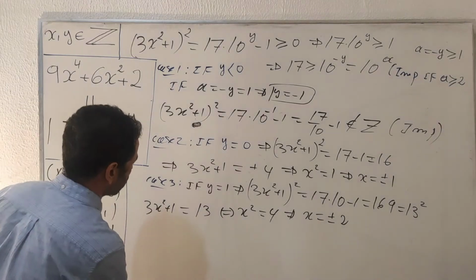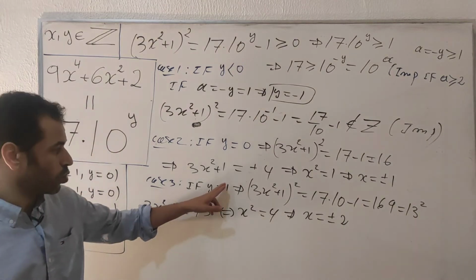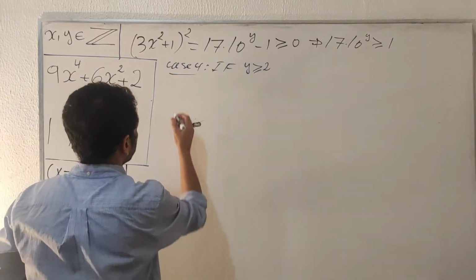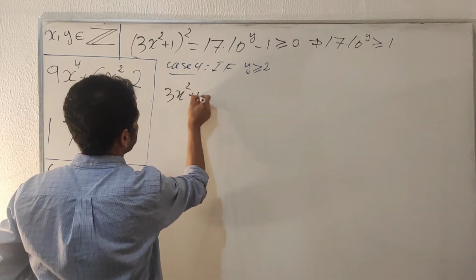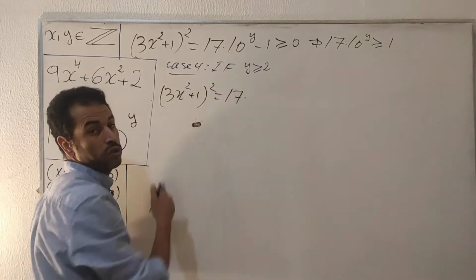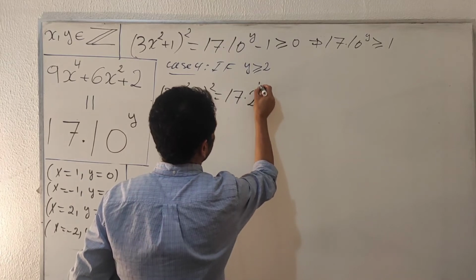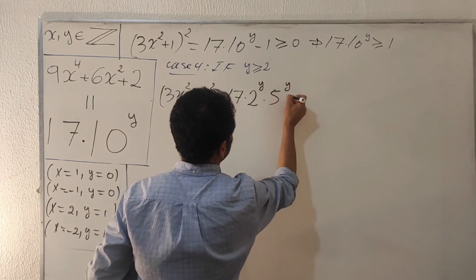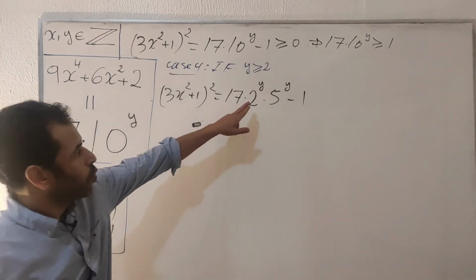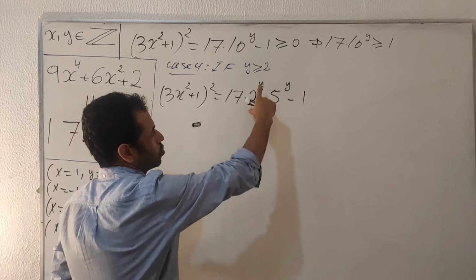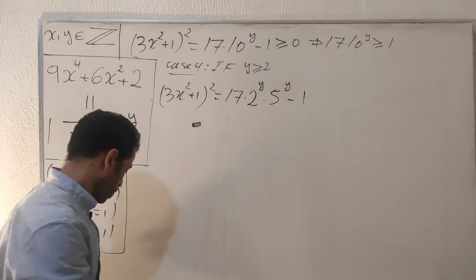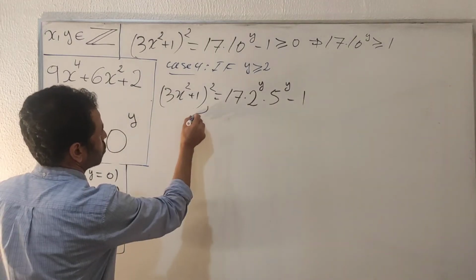Let's move on to the general case, when y is greater than or equal to 2. I'm going to work a little bit over here. I have (3x squared plus 1) squared equals 17 times 10 to the y minus 1. I'm going to split 10 to the y into 2 terms: 2 to the y multiplied by 5 to the y. Now if y is greater than or equal to 2, this term will be divisible by 4. Let's reduce this to mod 4, and also let's put as a substitution 3x squared plus 1 as z.